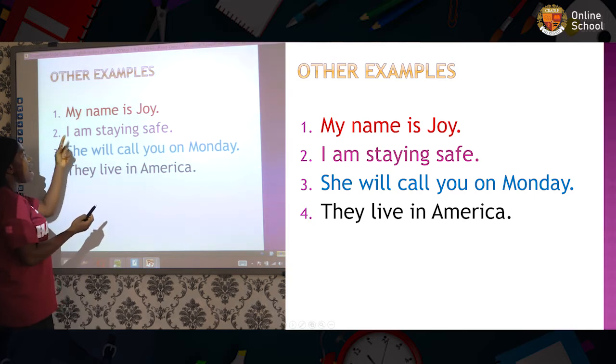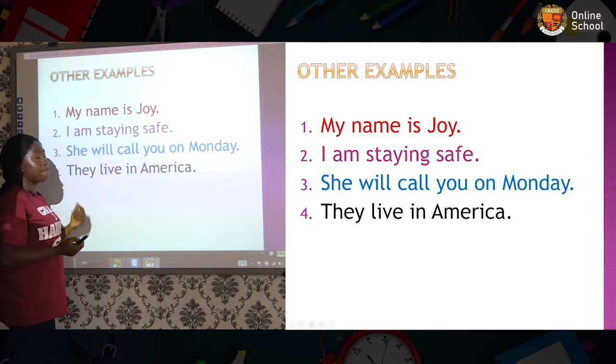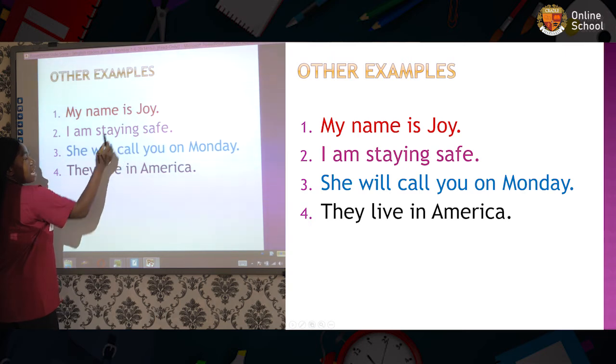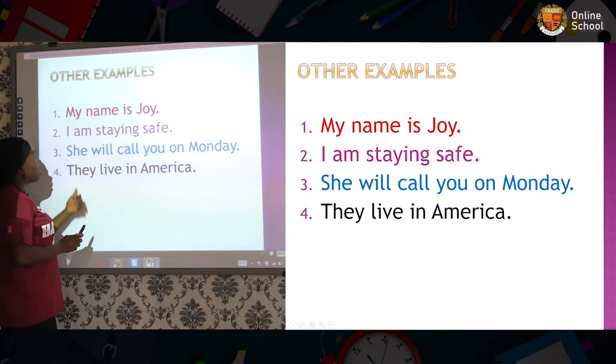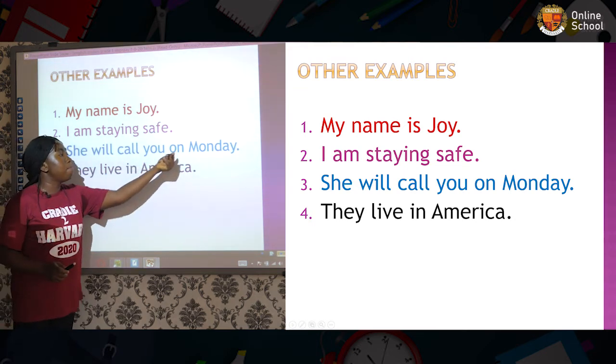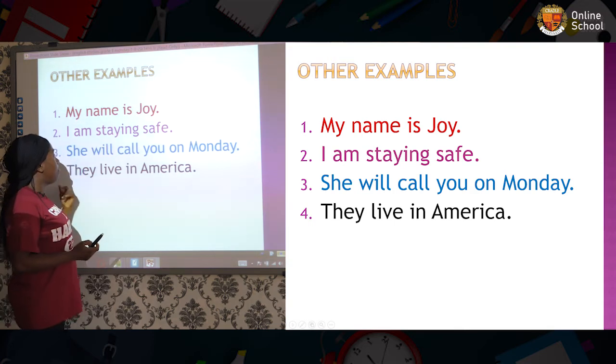Okay, for example, I want to write, I am staying safe. We have I in what? Capital letter. We didn't write it in small letter, no, we wrote it in capital letter. Okay, we also have, She will call you on Monday. If you look at it very well, you see that the letter S is in capital letter.